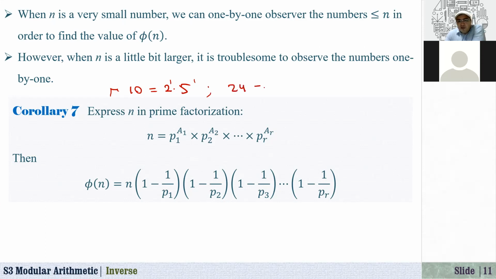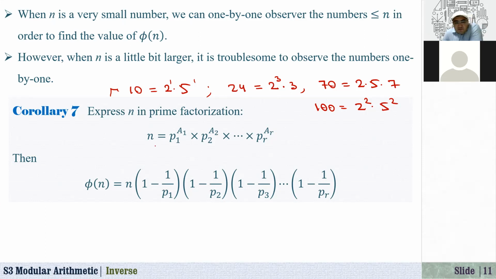Like 24, for example, I can write it as 2 cubed times 3. Or let's say 70, we can write it as 2 times 5 times 7. Or 100, you can just write it as 2 squared times 5 squared. These are the prime factorizations of these numbers. This is how we find them. Of course, if you have a big number, you can make a column and start dividing by the smallest prime factor, like 2, and after that divide by 3 and so on. In this way, we can find the prime factorization of any integer.